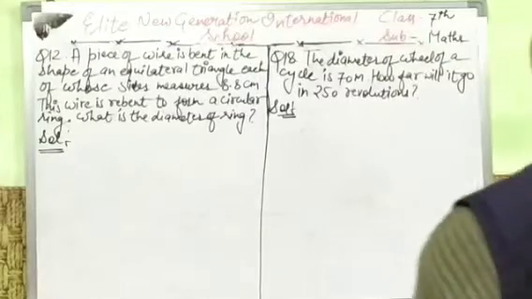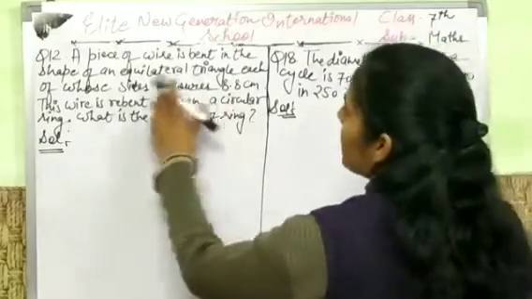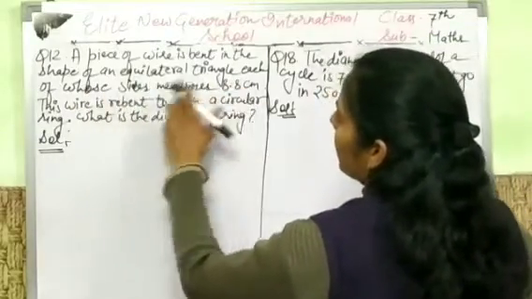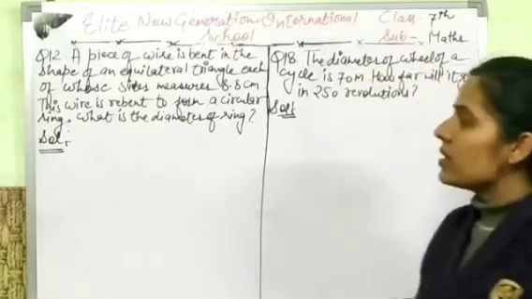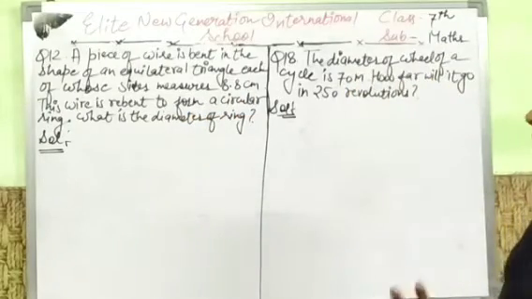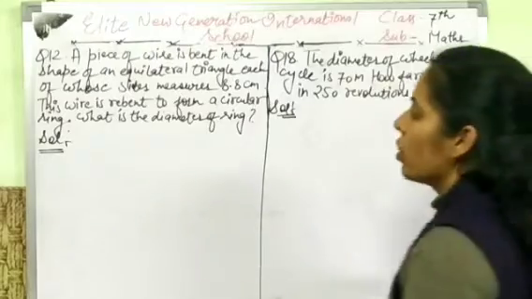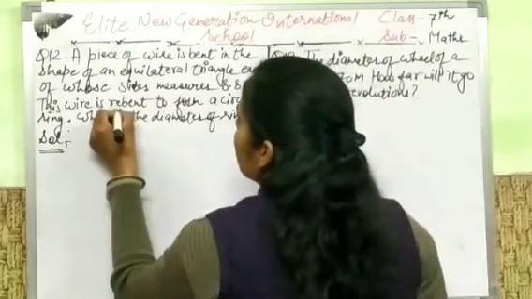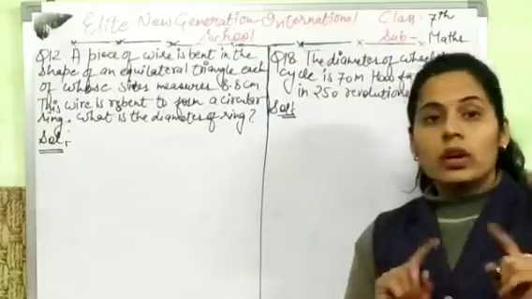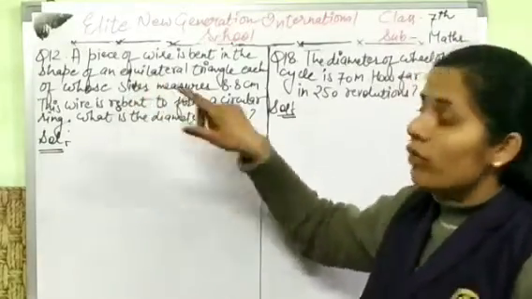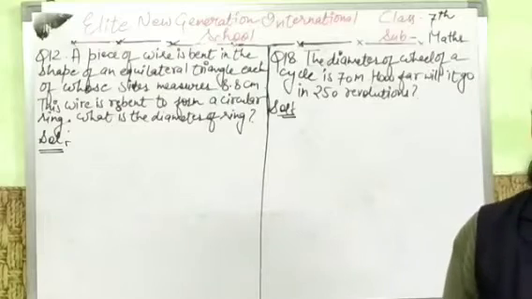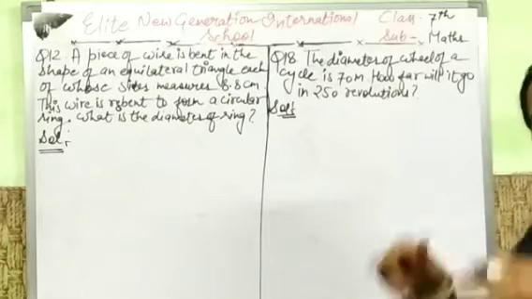Question number 12 is, a piece of wire is bent in the shape of an equilateral triangle, each of whose sides measures 8.8 centimeters. This wire is rebent to form a circular ring. What is the diameter of the ring? So in that question we have to find the diameter of a ring, but we have the side length of an equilateral triangle. So how can we find the diameter of a ring?